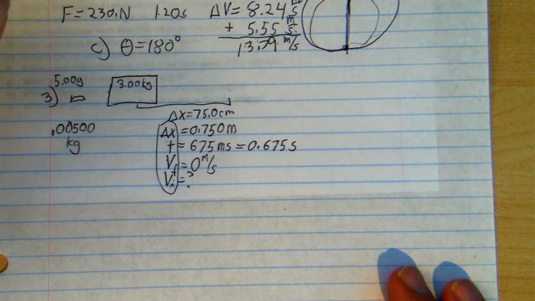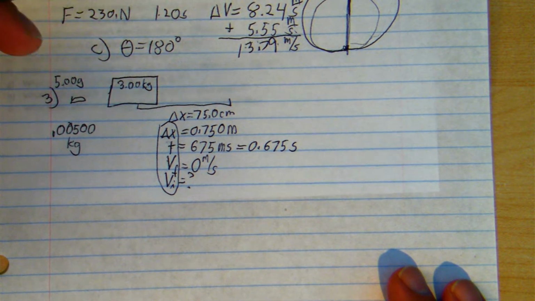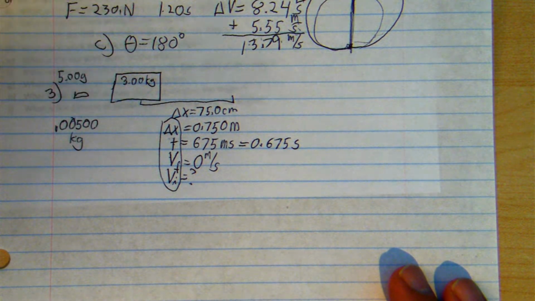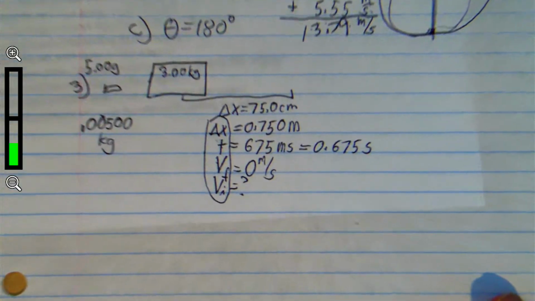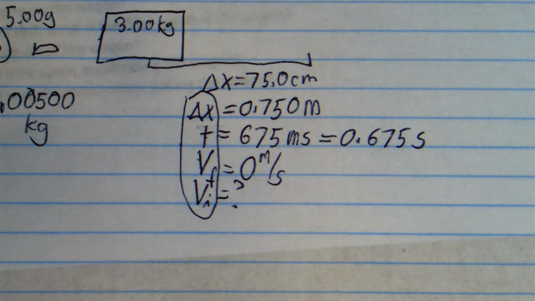We assume friction is constant. We assume the acceleration is constant. Hold up your fingers, please. Which one of the 4 kinematic equations of motion connects these 4 variables to each other? 1, 2, 3, or 4?